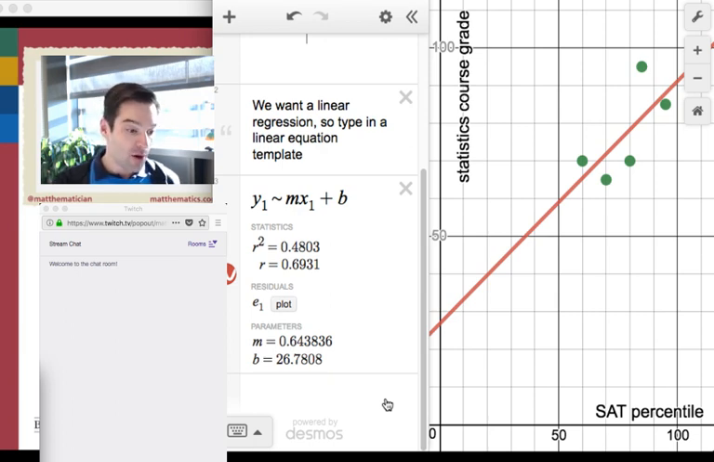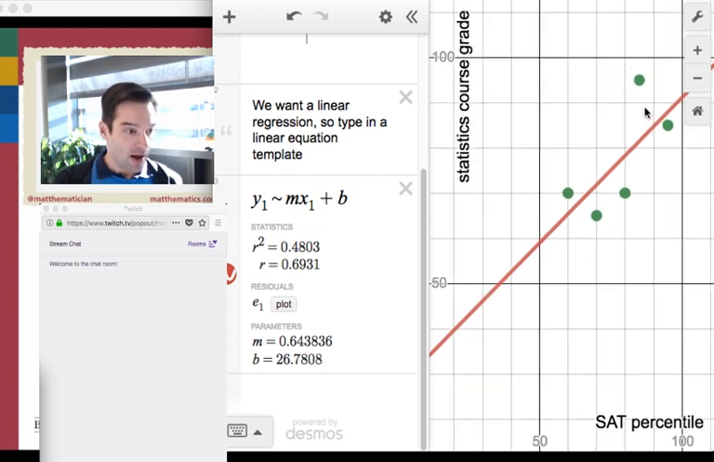And so it is what we got. You got to dance with the partner that you brought to the dance, right? And so what we're going to try to do now is get some information out of this red line, right? So what can we say? First thing that we notice is that Desmos has told us values for m and for b, right? It's told me that m is approximately 0.643836, and that b is 26.7808.